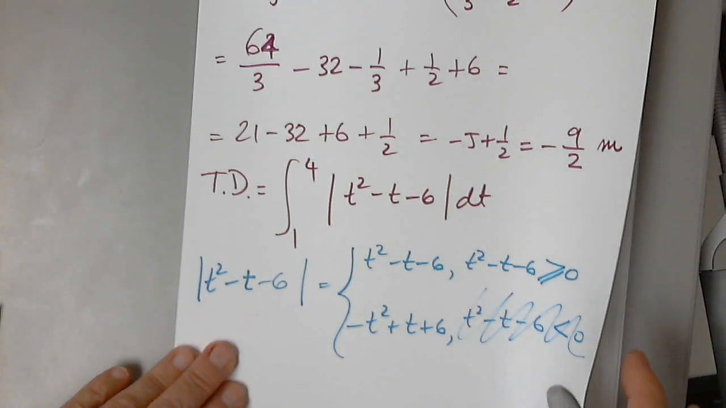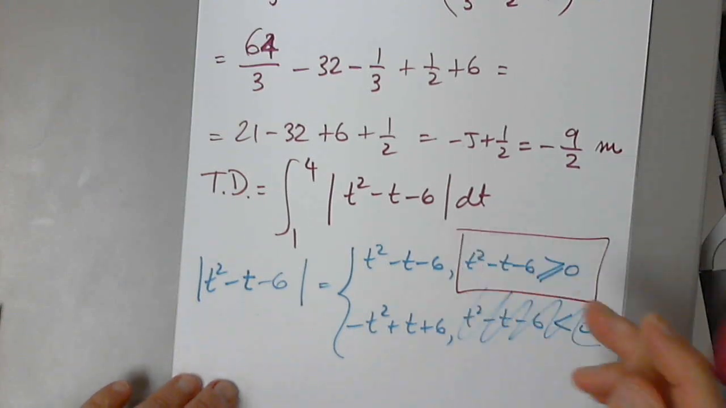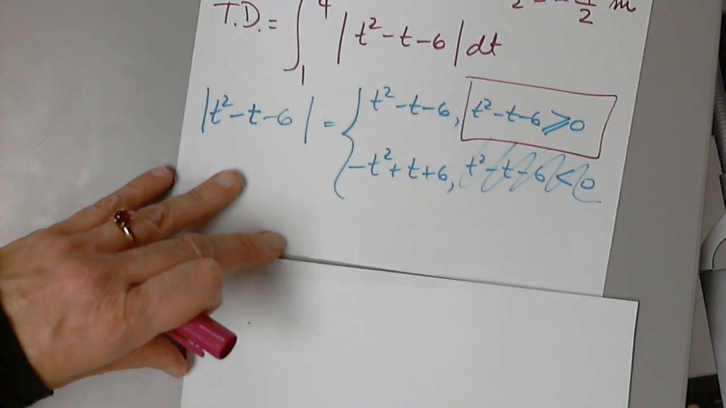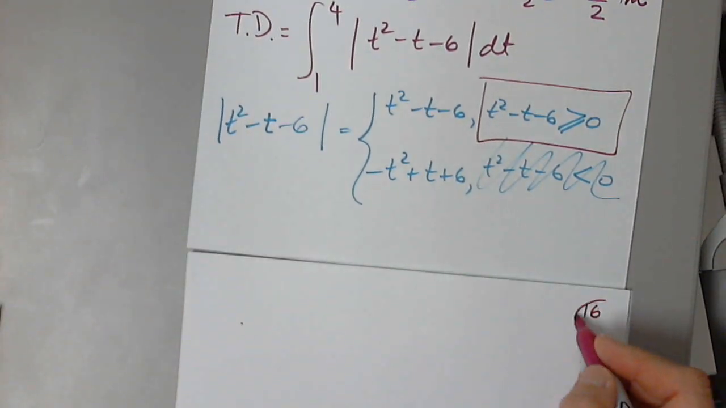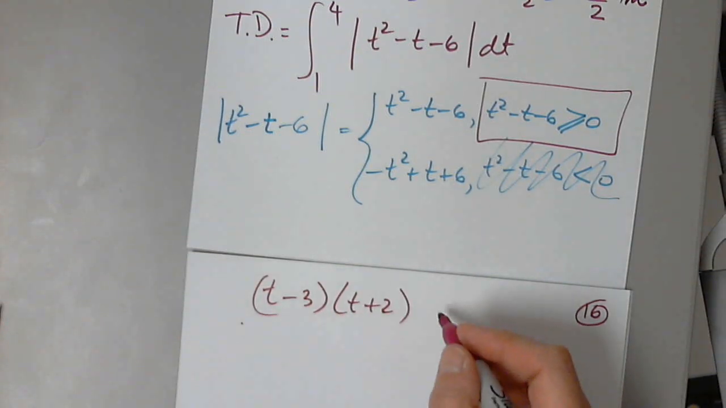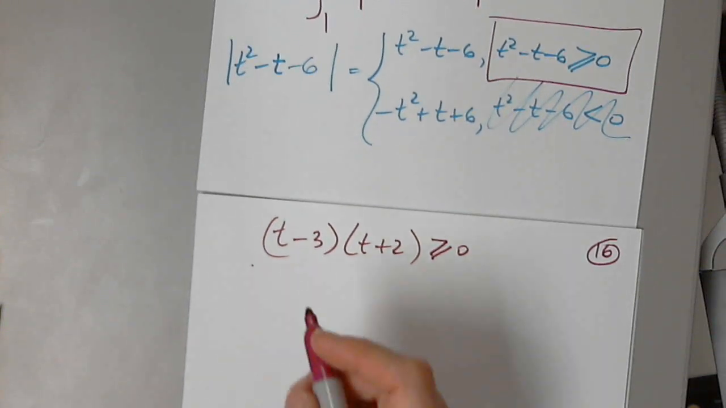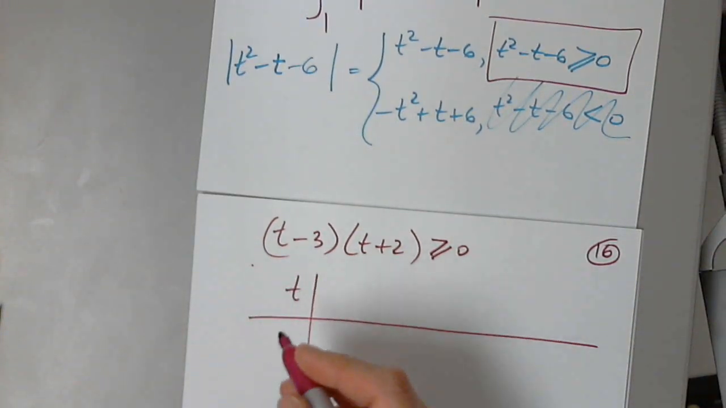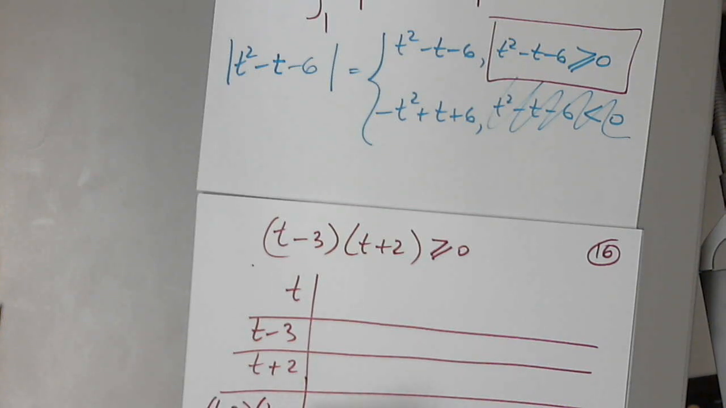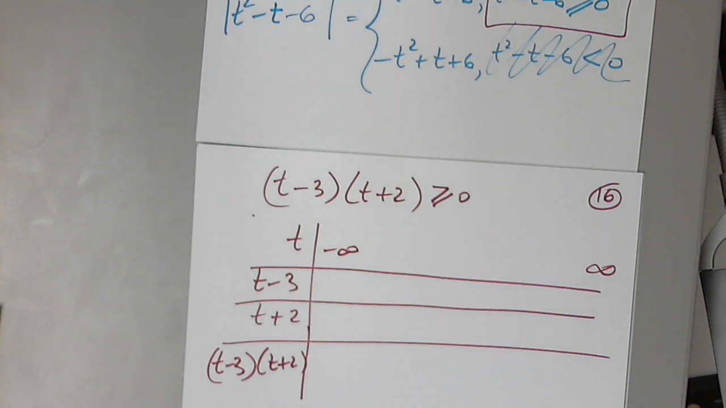Okay. So now, how do I solve this inequality? There is no other way. I have to factor. So this is t minus 3 and t plus 2. And then I will use the table or any other method you prefer, of course, to study the sign of t minus 3 and t plus 2. Which values will you put in the table at the top?